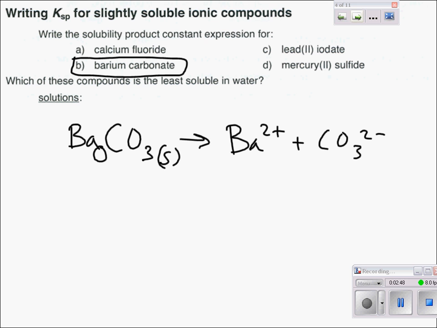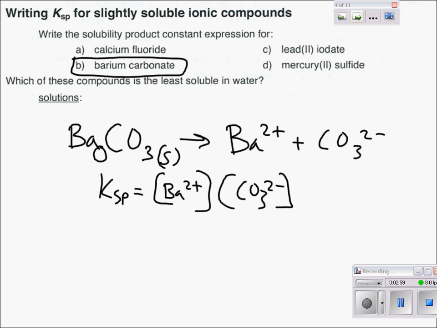Then I write my Ksp expression. Ksp is equal to the concentration of Ba2+ to the first power times CO3 2- to the first power. There's my Ksp expression. I do not include barium carbonate, the solid, in the expression, and that's how you write it out.